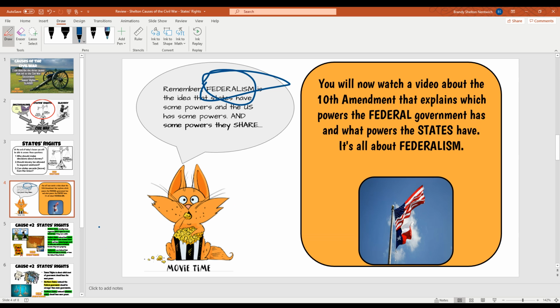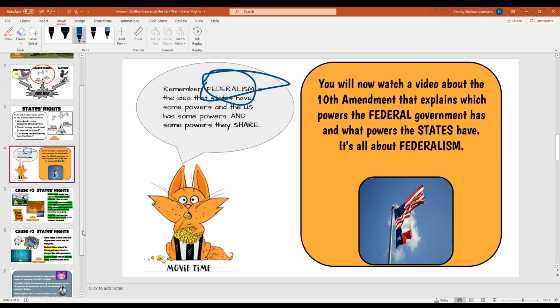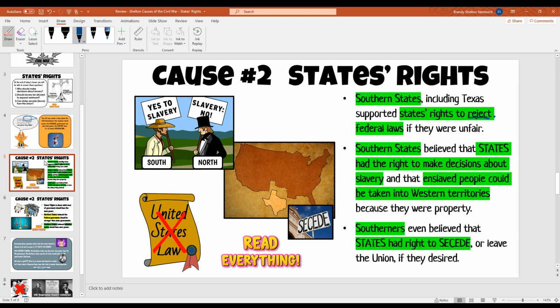Now, we've gotten pretty good in the last 100 years at figuring out who should do what, but in 1860, they were trying to figure out who was going to get to have the power to do certain things. So we're going to look at this here and understand this idea of states' rights. So we want to look at what the southern states believed first.